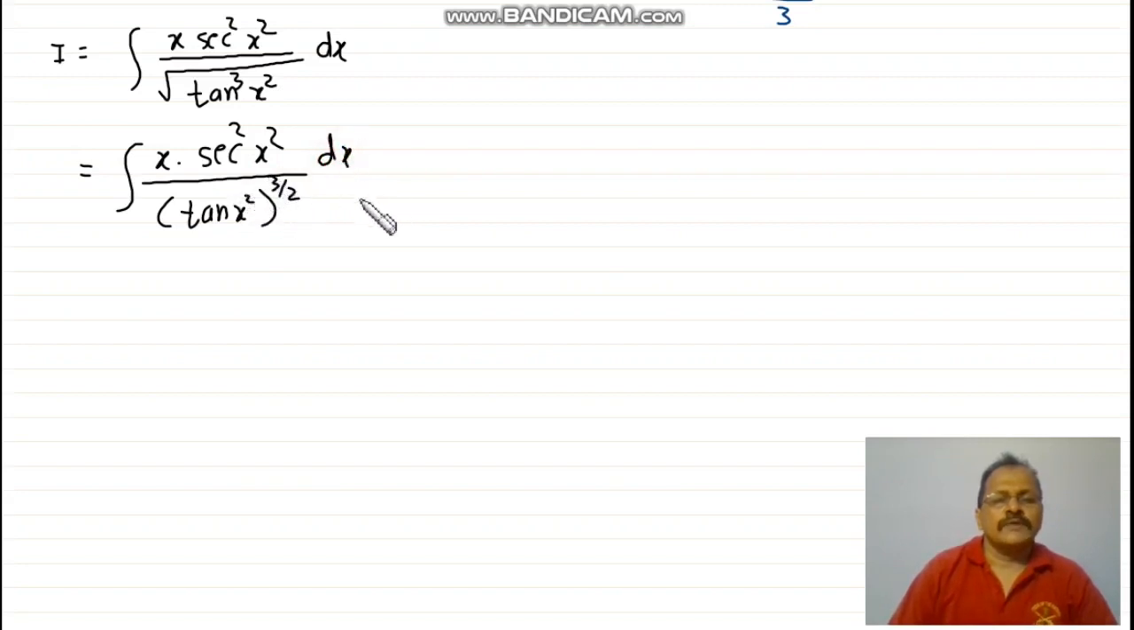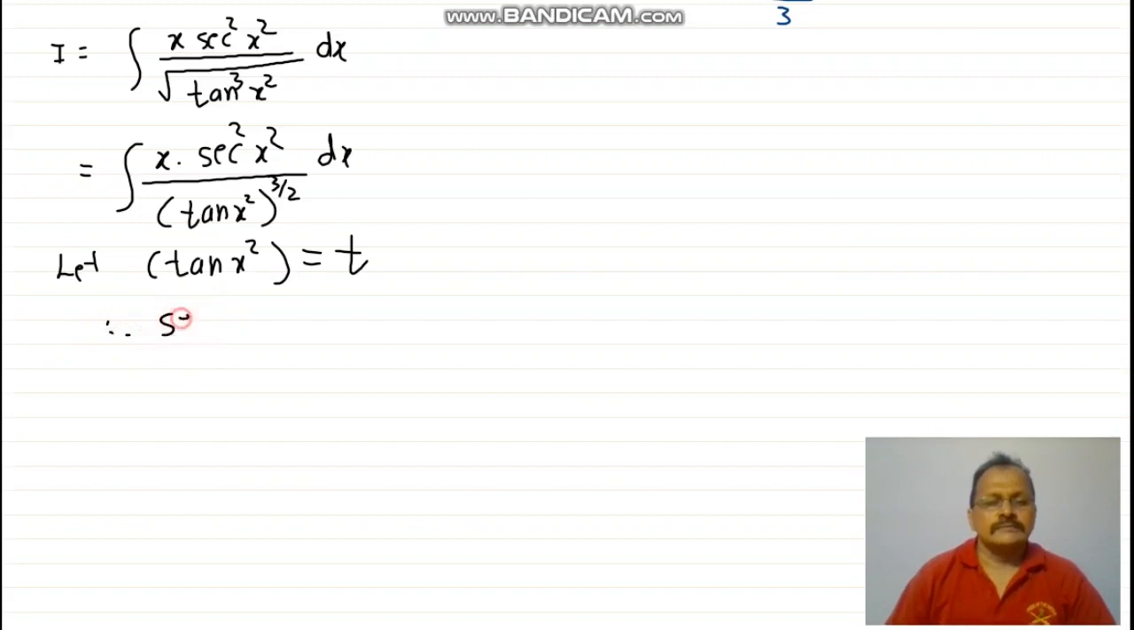Now here the function in problem is this, because its power is 3 by 2, a rational thing. So clearly I will try to put, let tan x square is equal to t. Now derivative of tan x square is sec square x square into derivative of x square, it is equal to dt. Derivative of x square is 2x dx.